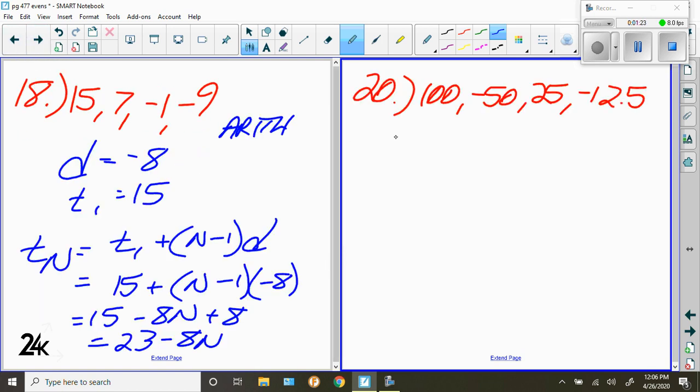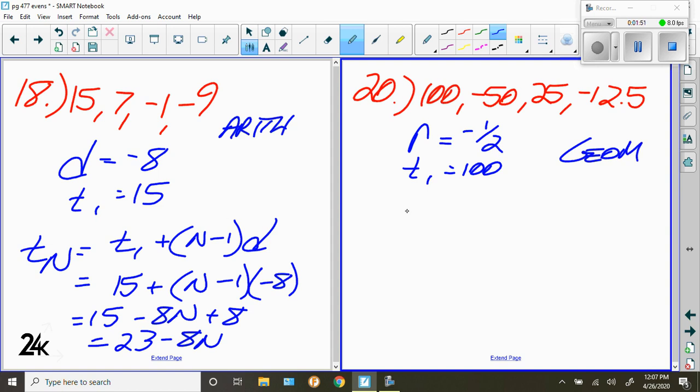Number 20. Subtract 150. Nope, it can't be arithmetic. Let's try geometric. Divide by -2. Yep. Divide by -2. Yep. Divide by -2. There we go. So that means that r is -1/2. First term is 100, and it's geometric.